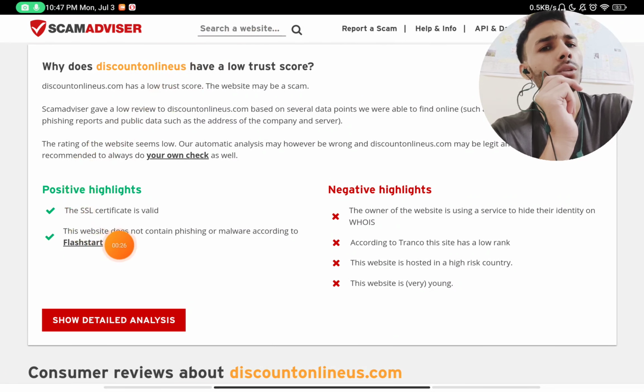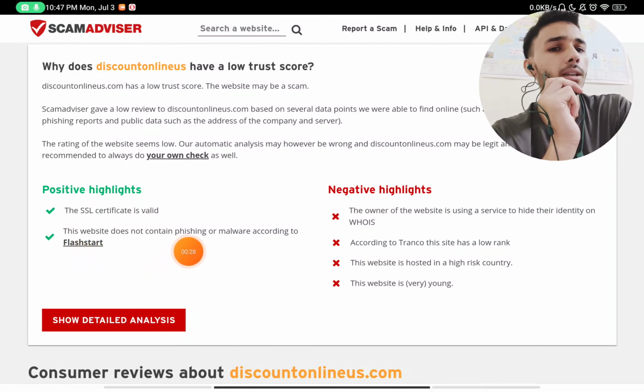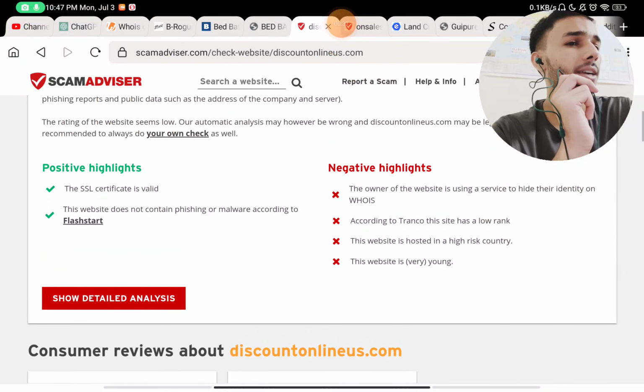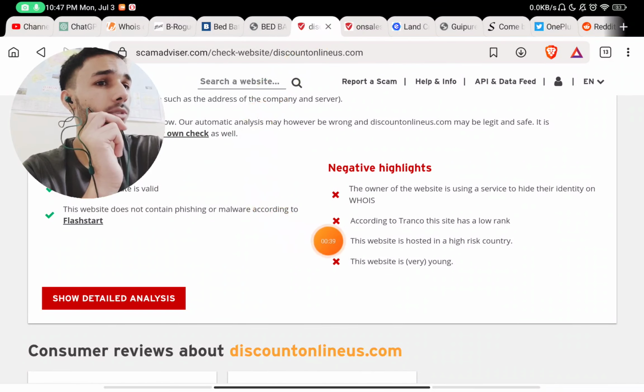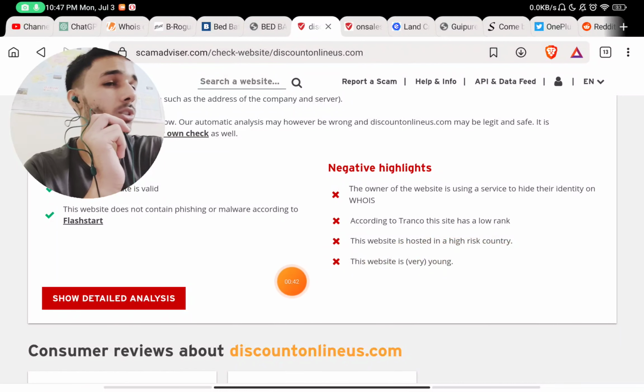You will see there are only two positives: one, the website does not contain any malware, and two, the SSL certificate is valid. But the negative highlights here are that the owner is hiding his identity. This is a very important point, so please focus here. You will see the website is hosted in a high risk country.